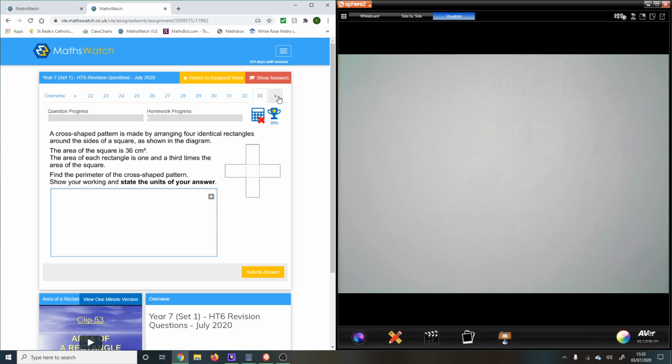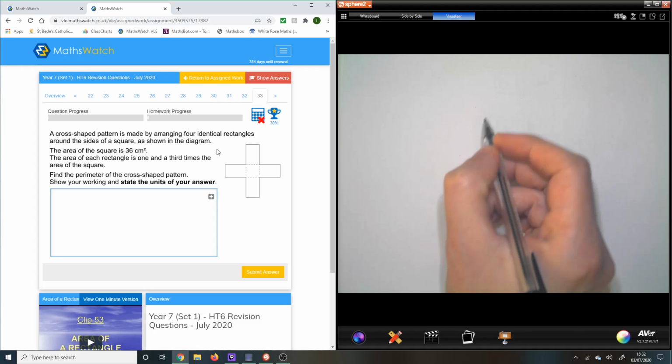Okay, question 33 on the Year 7 Set 1 revision question. A cross-shaped pattern is made by arranging 4 identical rectangles around the sides of a square. The area of the square is 36 centimeters squared. The area of each rectangle is 1 1/3 times the area of the square. Find the perimeter of the cross-shaped pattern. Show your working, state the units of your answer.